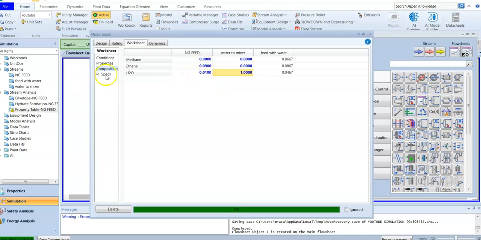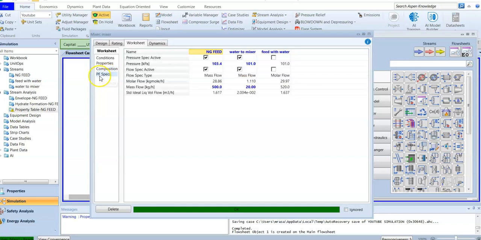It's up to you. This one, the PF spec, is related to the pressure flow specification, and this is the core of understanding the dynamic simulation. So in our next video, we will start talking about the dynamic simulation of the mixer and the PF spec.